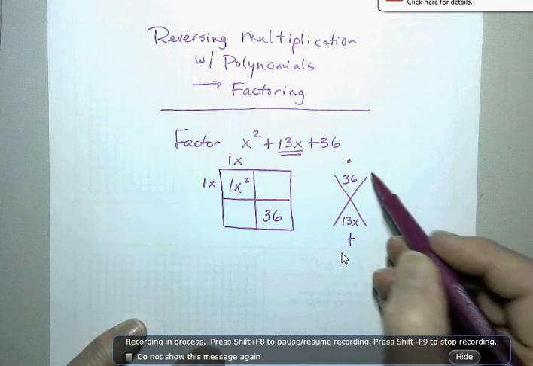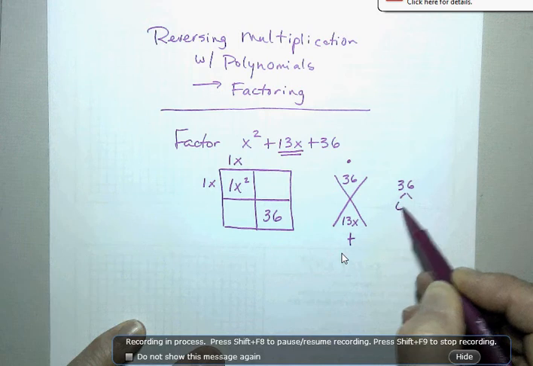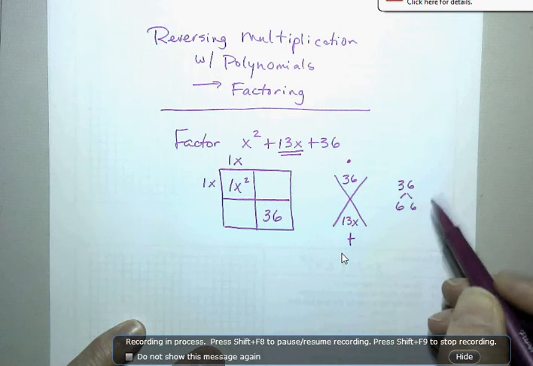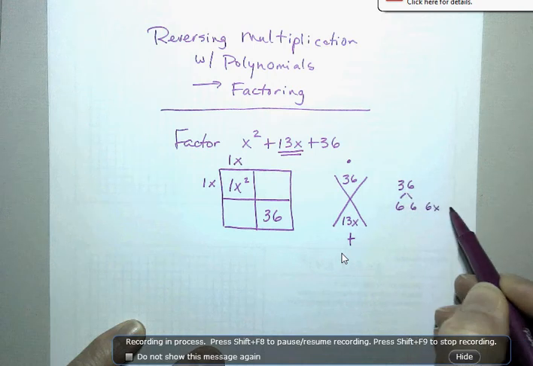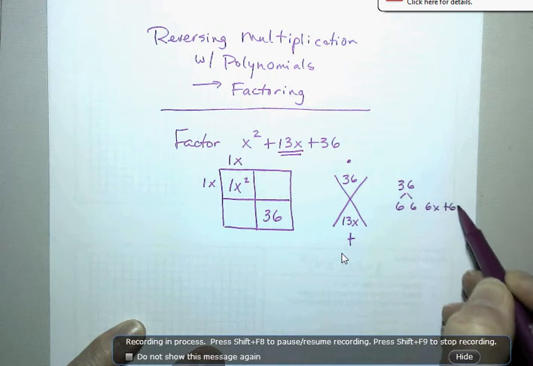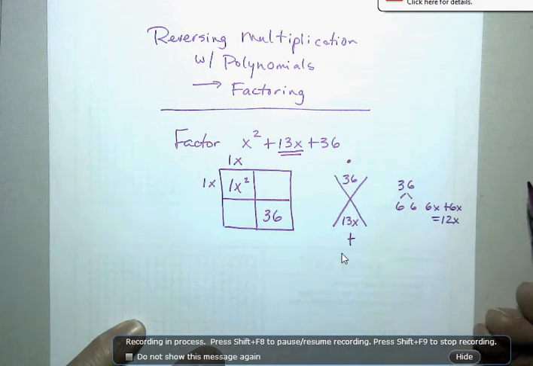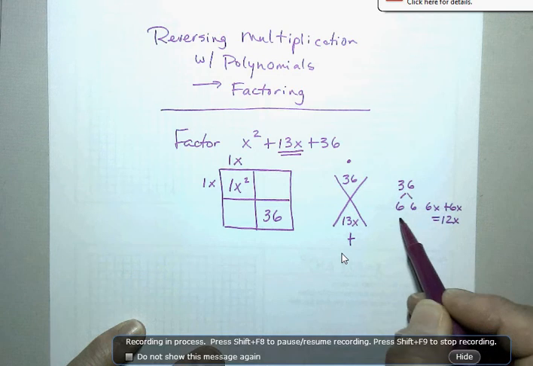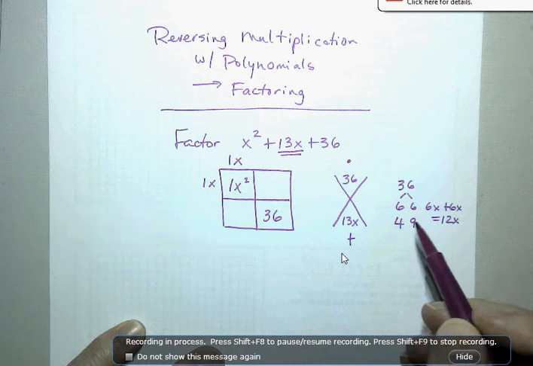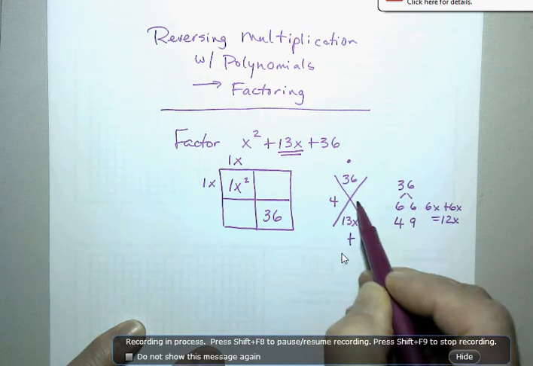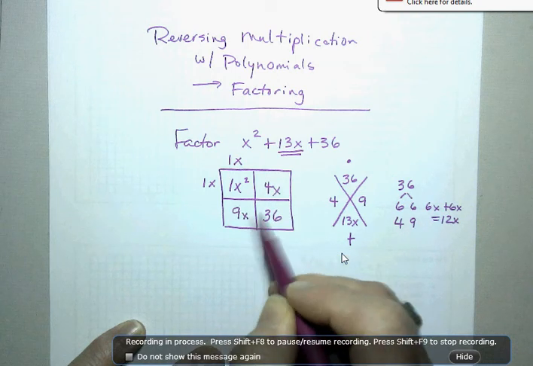So thinking about factors of 36, and this is where we have to have good number sense, there's 6 and 6. Well, if I did 6x and 6x, if I think about 6x plus 6x, that would be 12x. That's close. That's not 13x. If I do 4 and 9, that would do it. And so thinking about this, this was 4x and 9x.